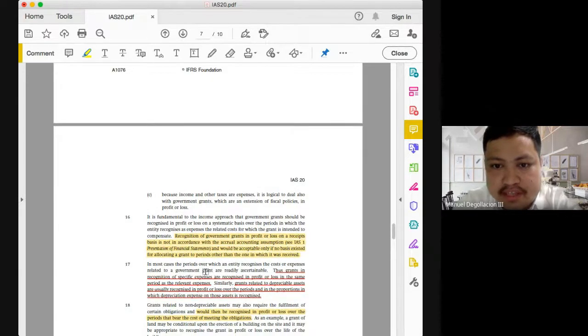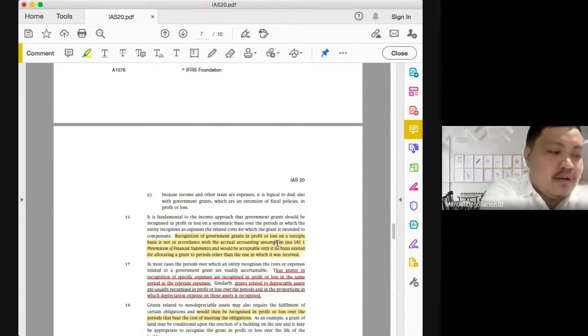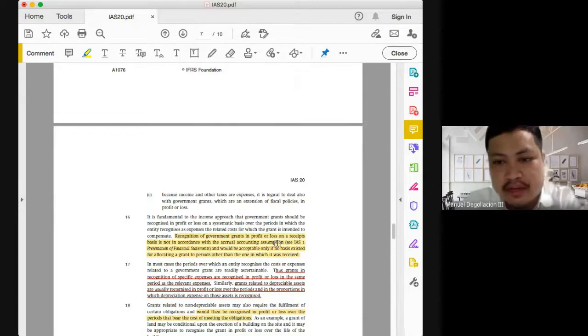Okay. Paragraph 16, we have already discussed the first sentence. Recognition of government grants in profit or loss on a receipt basis is not in accordance with accrual accounting assumption. We have mentioned this already. Okay, so even if you receive the grant upfront, class, please do not recognize it outright, especially if it's related to an asset or there is a requirement on the entity's part to incur expenses as a condition to the government grant.